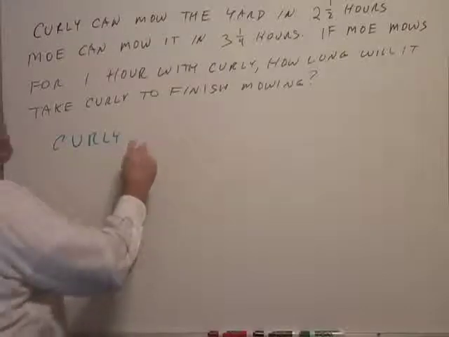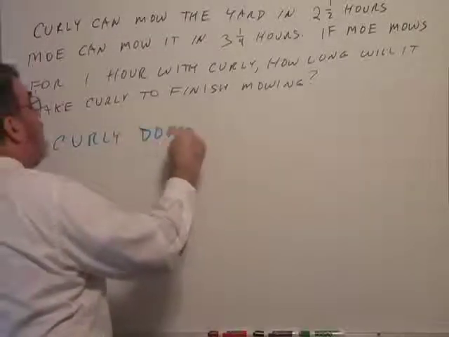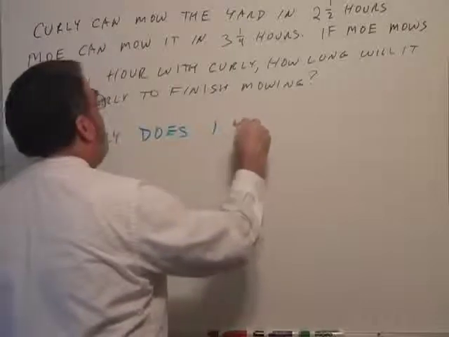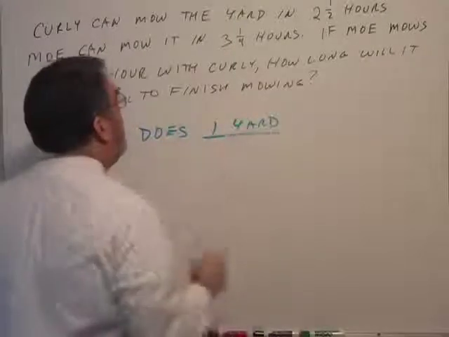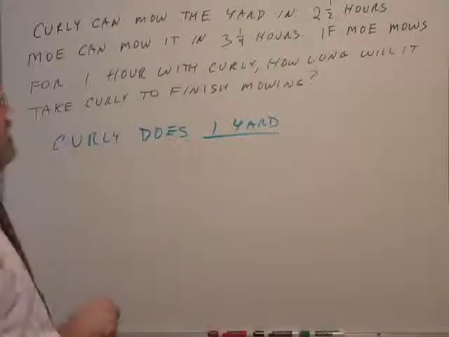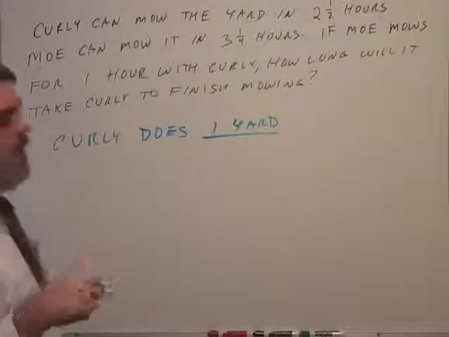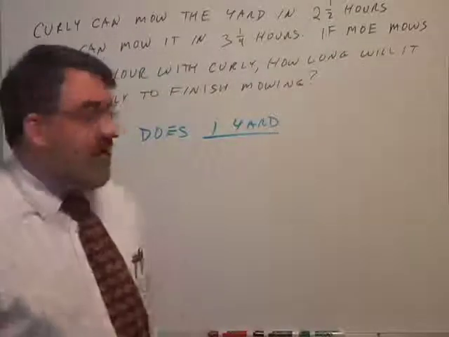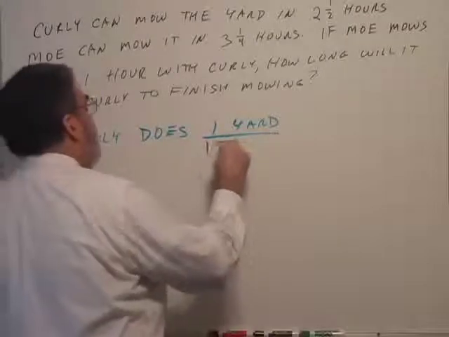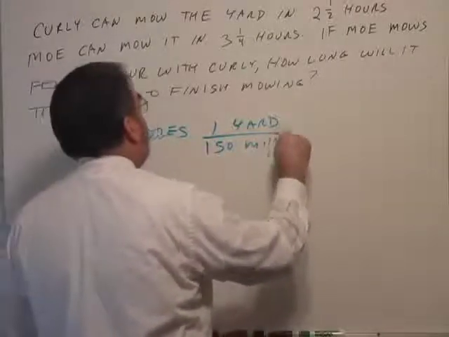Curly does 1 yard per, now how many minutes would that be? Well, 60 minutes an hour times 2.5 would be 150 minutes. 1 yard per 150 minutes.